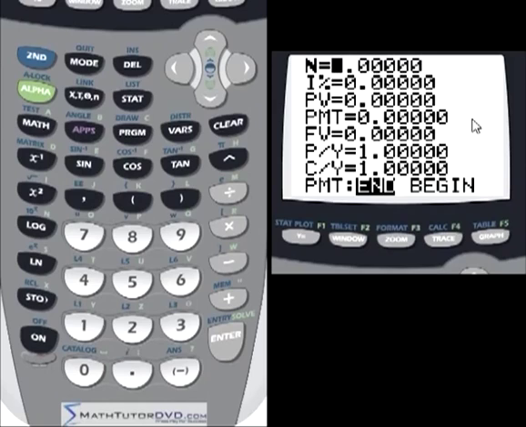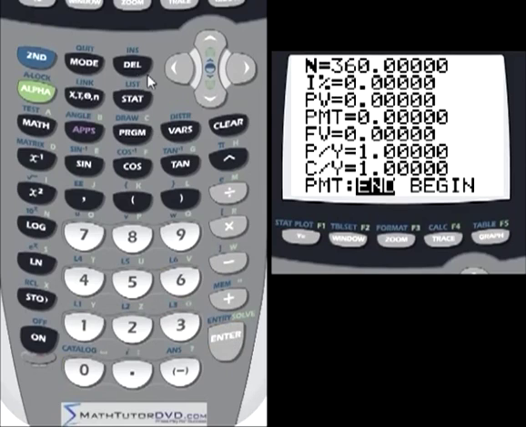So as an example, let's say you're going to buy a house, and you're going to take out a 30-year mortgage. So 30 years times 12 months is 360 months. So you're going to pay 360 payments, and that's what N is equal to.